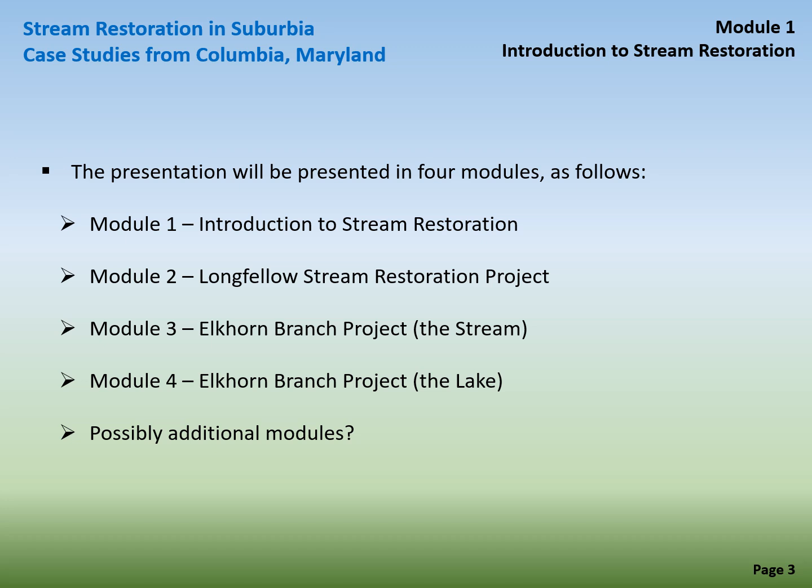And then in Module 2, we'll look at some of the results from the Longfellow Stream Restoration Project here in Columbia. And then in Modules 3 and 4, we'll look at a project that was proposed here in Columbia, the Elkhorn Branch Project. And I'll split that up into 2 modules. Module 3 will look at issues in the stream itself, and Module 4 will look at issues in the lake.